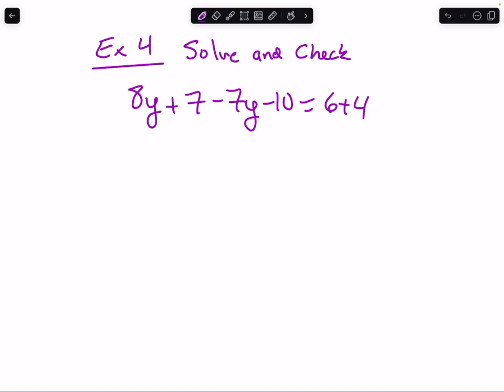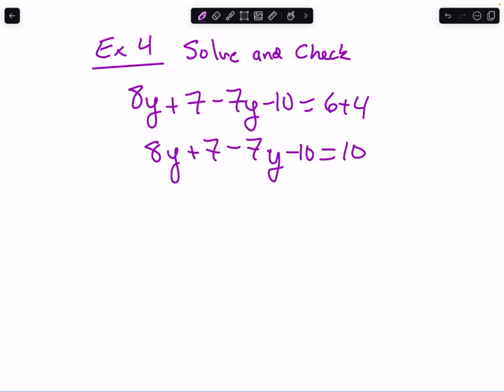Now, the first thing you may say is, well, can I just add the 6 and the 4 on the right-hand side? And the answer is yes. So we'll just copy everything from the left-hand side and leave it the same. And 6 plus 4 equals 10.